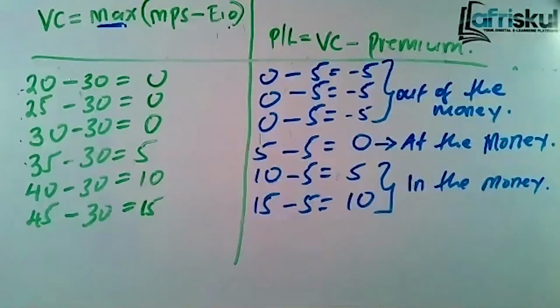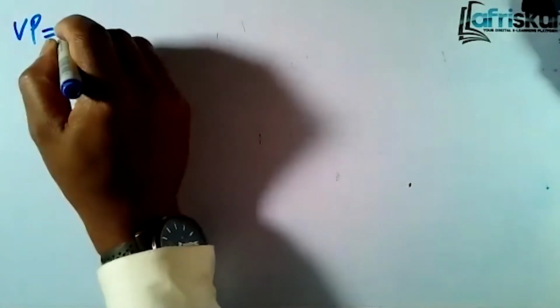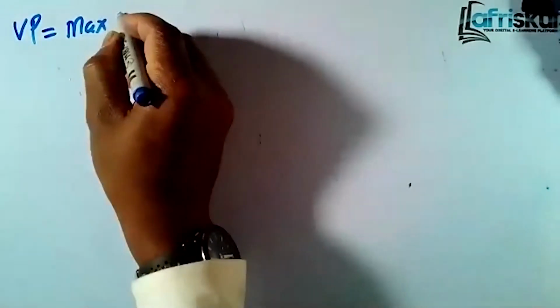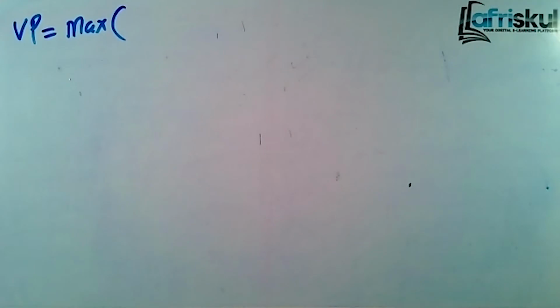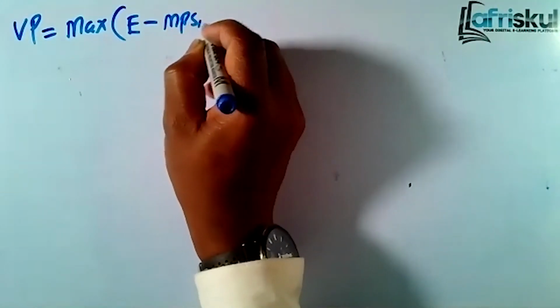So now, assuming we want to get the value of the put, how do we get the value of the put? This is how you get the value of the put. Now, for the value of the put, you also take the maximum. In this case, you are selling. So that means you take the exercise price, you deduct the market price per share.